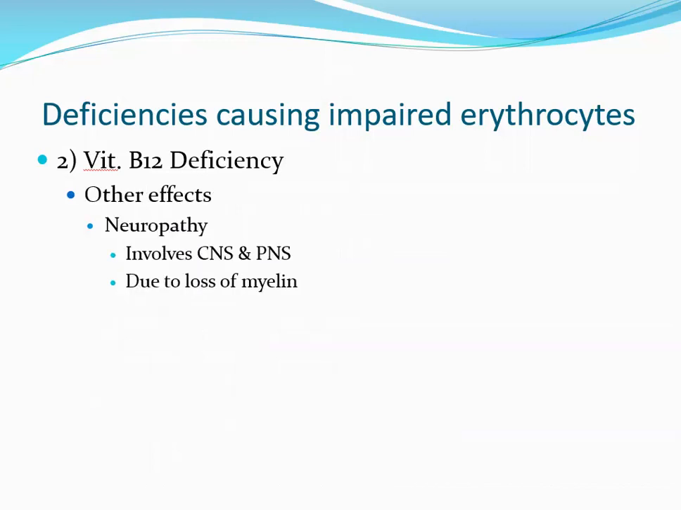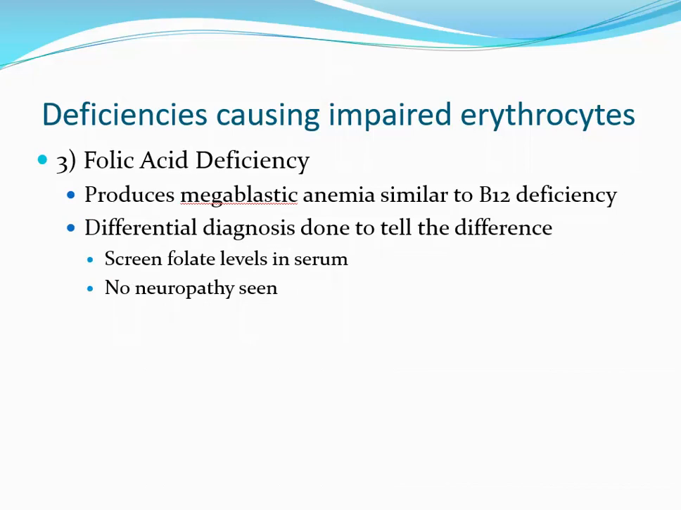Another effect of B12 deficiency is the presence of neuropathy. This involves both the central nervous system and the peripheral nervous system. This is the result of a loss of myelin due to the effects of B12 on myelin synthesis. Another dietary deficiency would be folic acid. A folic acid deficiency will produce a megaloblastic anemia very similar to B12 deficiency. So to tell the difference, you need a good differential diagnosis, looking at blood levels of both folic acid and B12, and also that with folic acid deficiency, you will not see neuropathy. This is only part of a B12 deficiency.